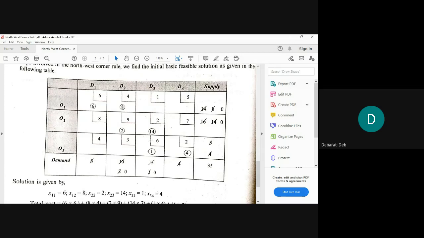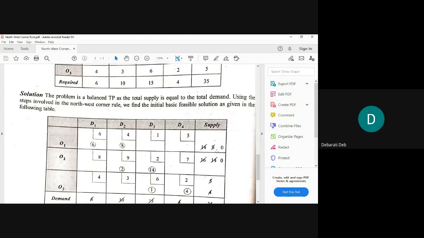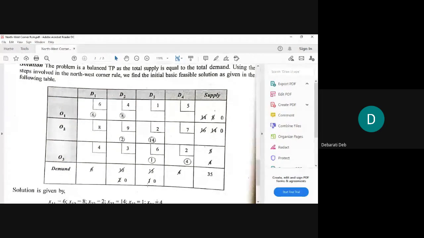Now in O3D3, we will have to again check for our numbers in hand. What we have? We have 1 in the column total and we had 5. Was it 5 in the question? Yes, it was 5. Okay. So we have 1 in the column total and 5 in the row total. So how much will we assign out of 1 and 5? Tell me.